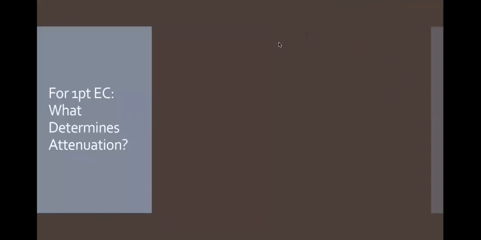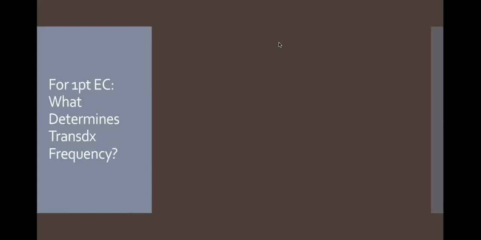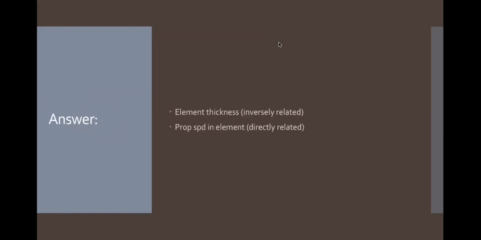As a review, what two things determine attenuation? And what are their relationships? Path length and frequency, direct. What two things determine frequency for a pulse wave transducer, right? Not a continuous wave transducer. Element thickness and prop speed.